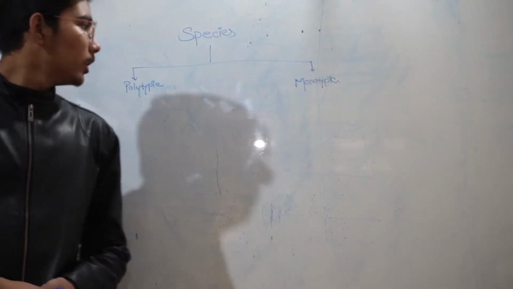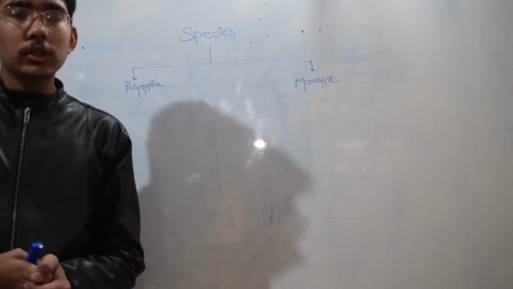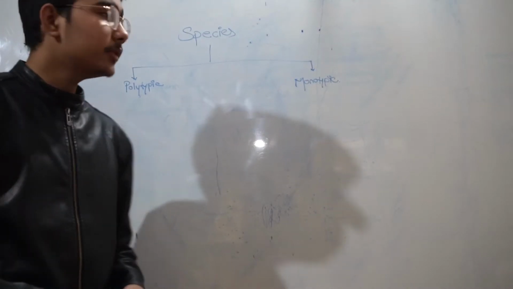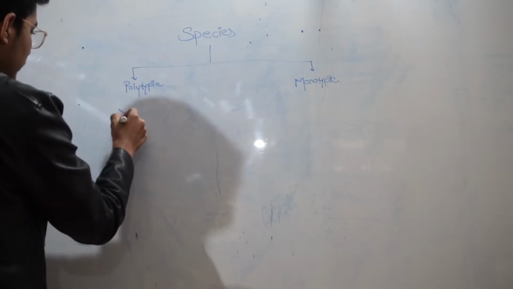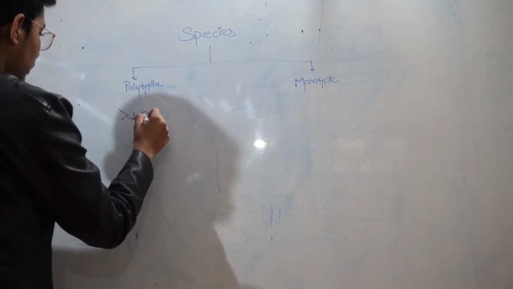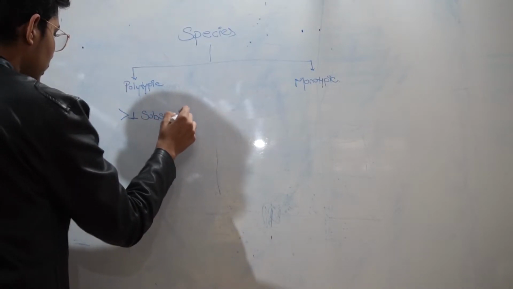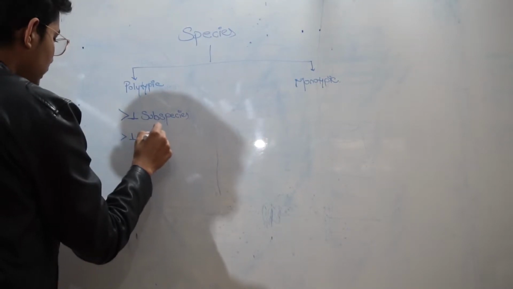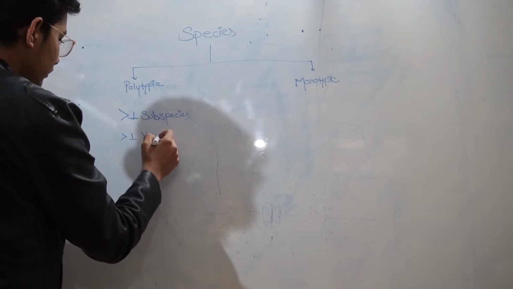Polytypic species are ones in which there is presence of more than one subspecies and more than one variety. Yes, subspecies is for plants and variety for animals.